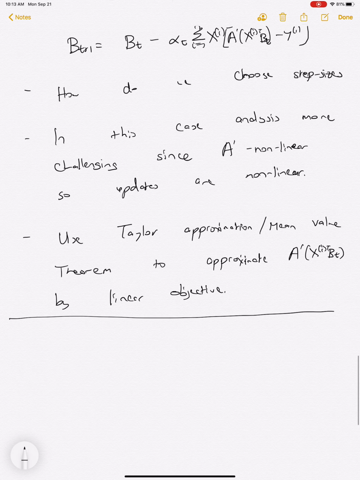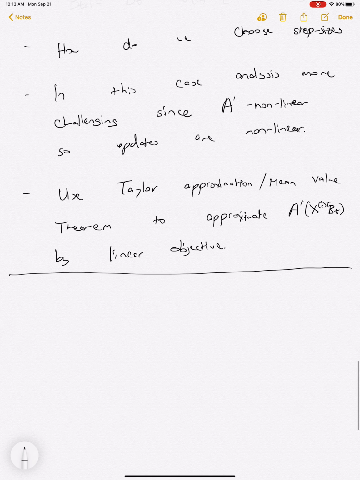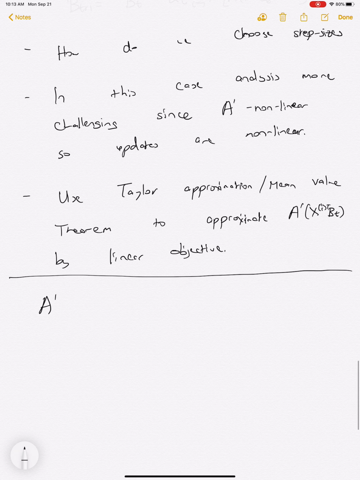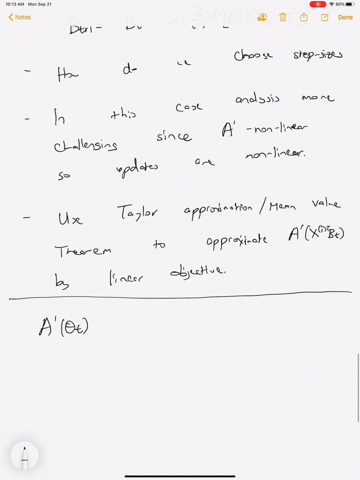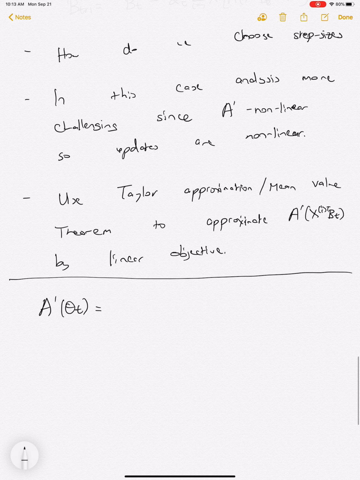So what do we mean by that? So we can say that a prime of theta t, so remember that a is a one-dimensional function, so a prime, like the derivative, is also going to be one-dimensional. So what we're going to do is say that a prime of theta t, when we do the Taylor approximation or apply the mean value theorem, we're going to have to do that around a certain point.